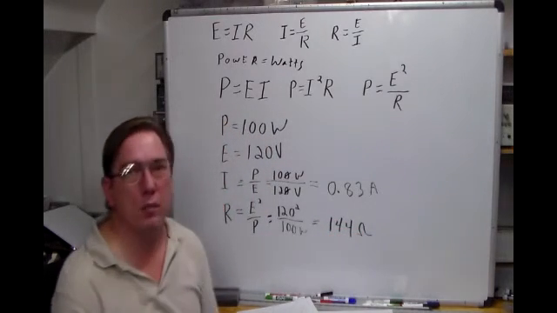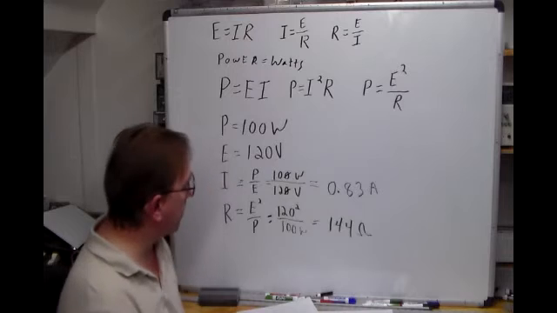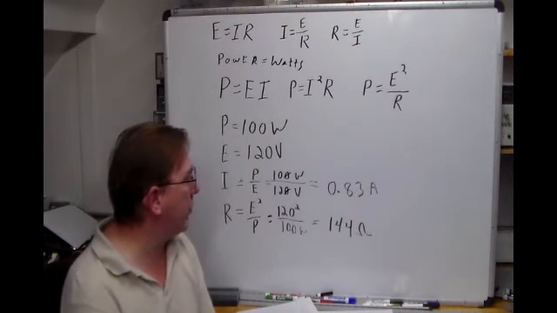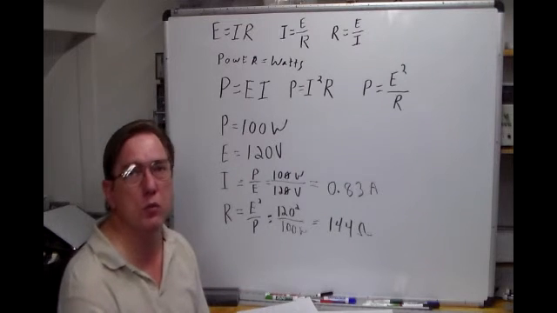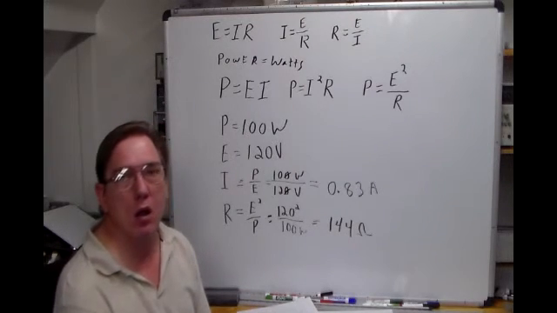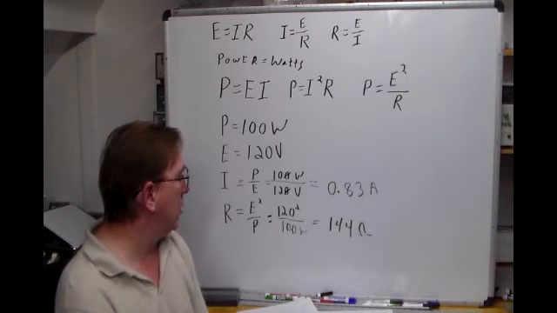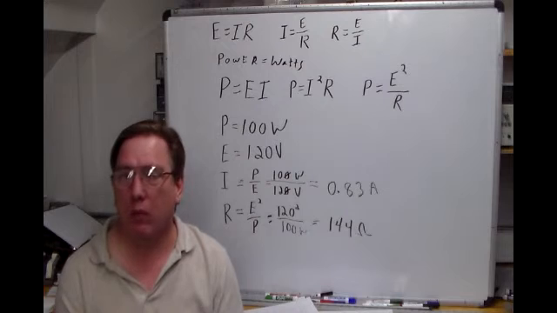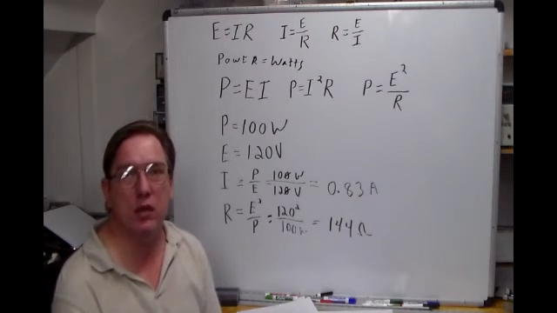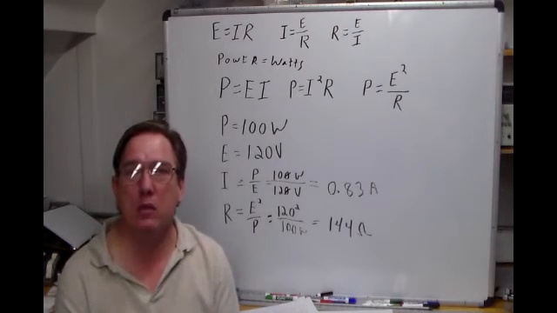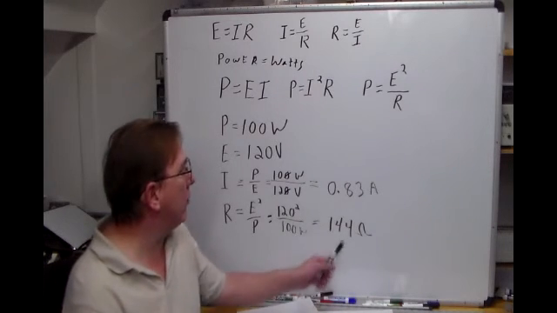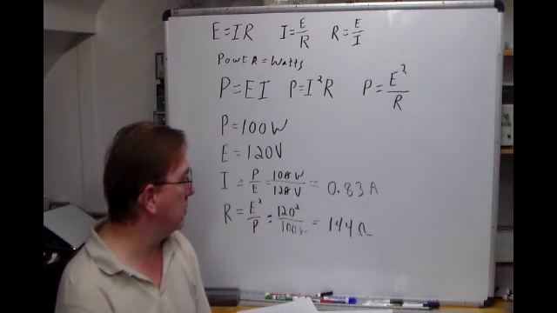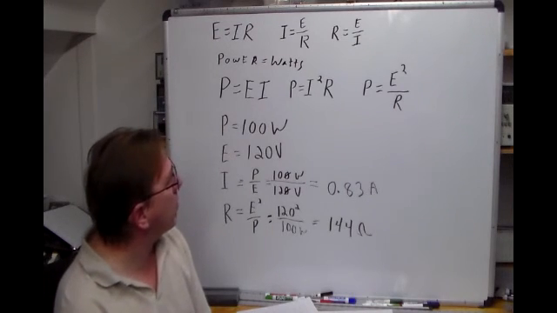Now, I want to point something out about this. If you take your ohm meter and put it on a 100-watt light bulb, you're not going to read 144 ohms. You're probably going to read a couple of ohms, if that. And that's because the filament in the light bulb, when it heats up, the resistance goes way up. So when the bulb is operating, it's 144 ohms. When it's cold, it's really low, only a couple ohms. So I'm going to leave it at that.